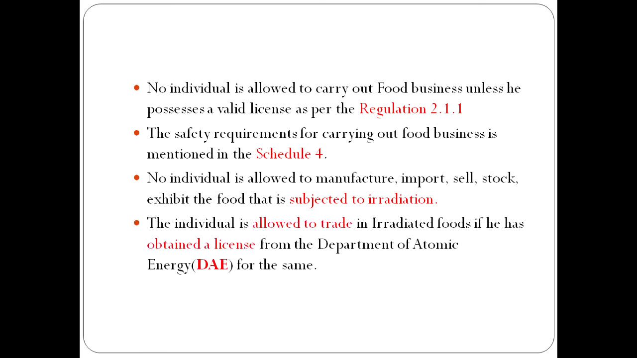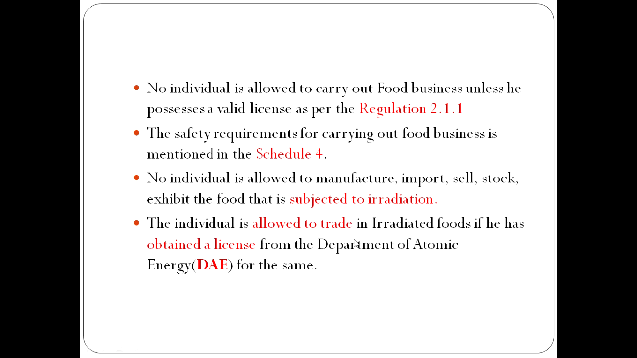Next thing is that an individual is allowed to trade in irradiated foods if he has obtained a license from the Department of Atomic Energy. There's a government organization called the Department of Atomic Energy which deals with these irradiated foods. In case an individual wants to import, sell or stock irradiated food, he needs to get permission from the Department of Atomic Energy. The officials will provide a license. They will check the premises of the food business operator who is dealing with the irradiated foods, and they will grant the license to trade with irradiated foods.